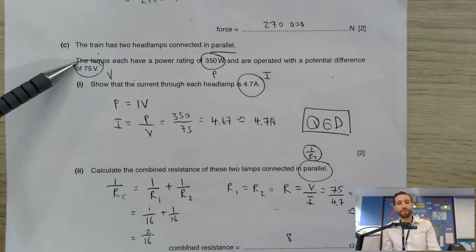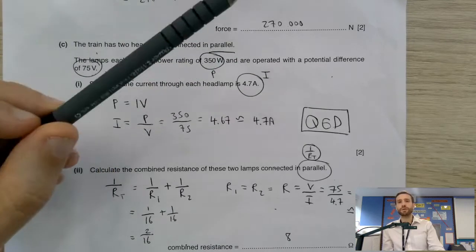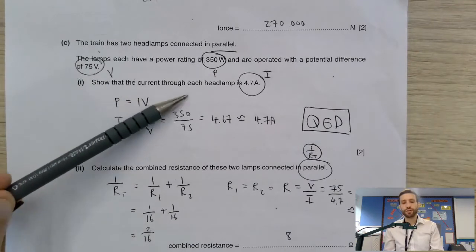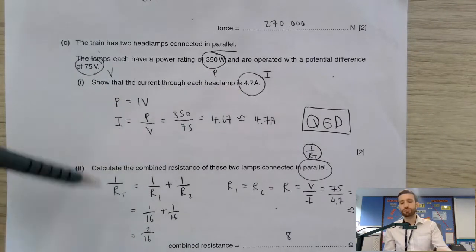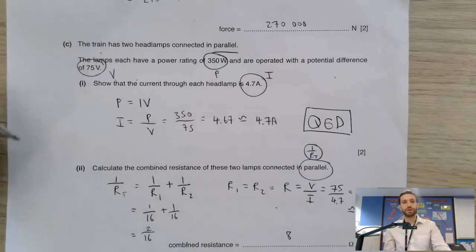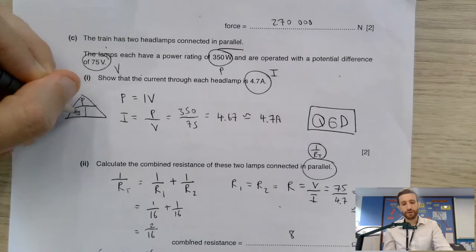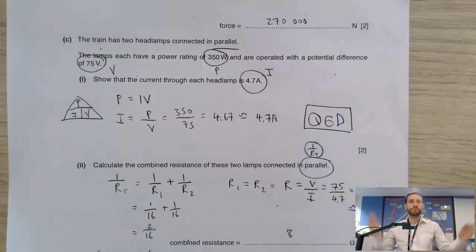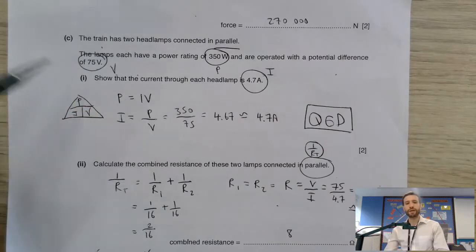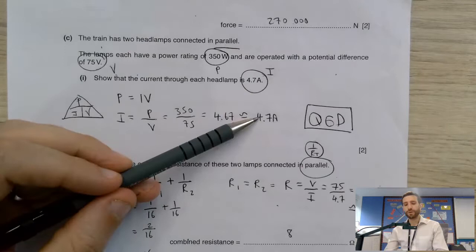The lamps have a power rating of 350 watts, P, power, and are operated with a potential difference of 75 volts, V. Show that the current through each headlamp is 4.7 amps. You know I, you know V, and you know P, so we need to think of an equation. Our triangle: P equals IV. PIV, I don't care how you remember it. Therefore, I is P over V, 350 divided by 75, 4.67, or 4.7 amps.